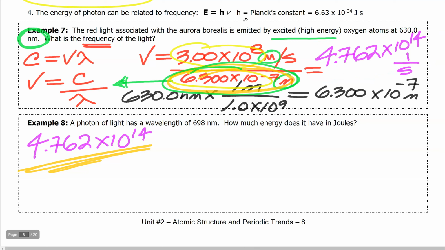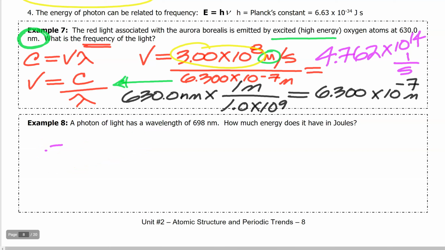Okay, so this next question here is pretty straightforward. All we're doing is using the energy formula, which uses Planck's constant, and that's all in the data booklet, by the way, so you don't have to ever memorize these. So we're going to be using this formula. Energy is going to equal Planck's constant multiplied by frequency. Now, if you look at this example 8, it says we have a wavelength of 698 nanometers, and we're looking for energy.